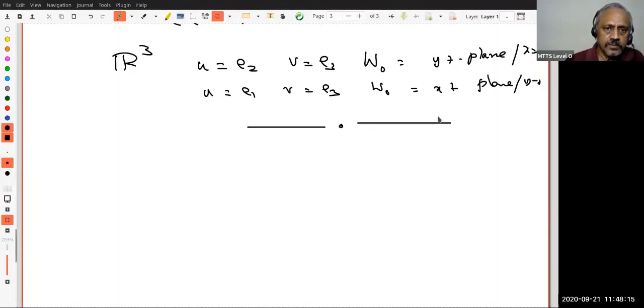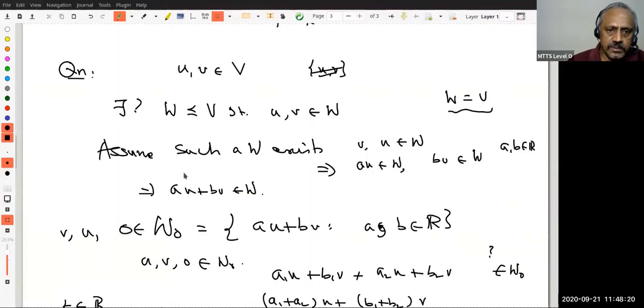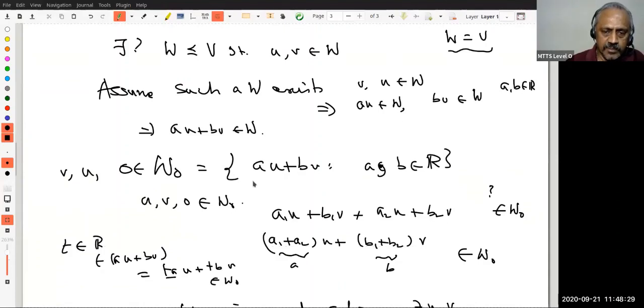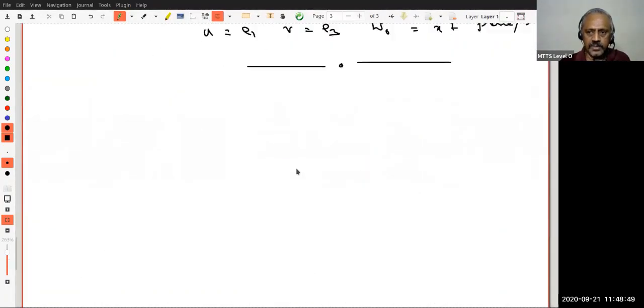Now, do you remember? I'll go back to this. So what we saw was this. Suppose U and V are vectors in V. What is the smallest vector subspace containing these two vectors U and V? Then we found that it is of this form, W naught, where W naught consists of all vectors AU plus BV, and A and B are allowed to vary over all scalars. We saw that. What I want to do is show this in a concrete case. We want to work this out in a concrete case.